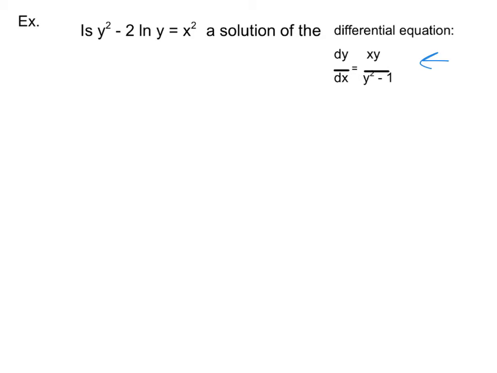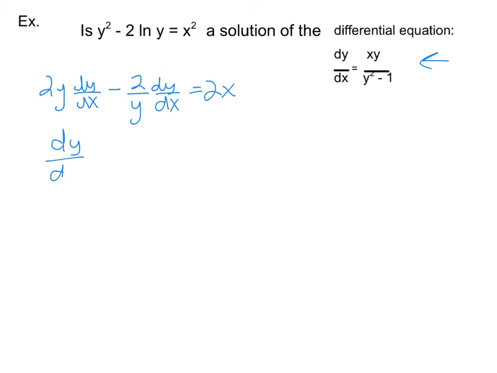And so if I go to use implicit differentiation to take the derivative, I have 2y dy/dx minus 2 over y dy/dx equals 2x. If I factor out the dy/dx, I get 2y minus 2 over y equals 2x. And I'm going to have to use a little bit of algebra here.